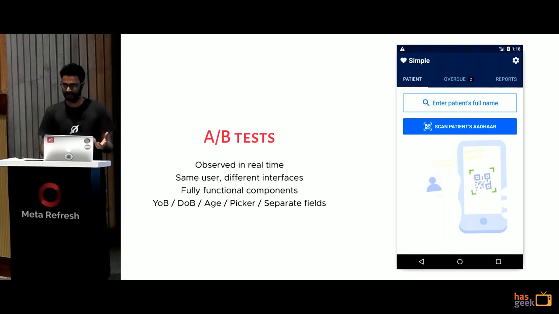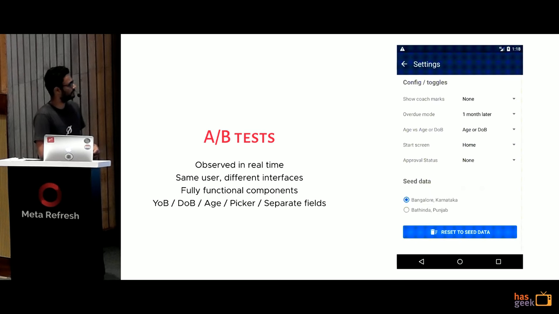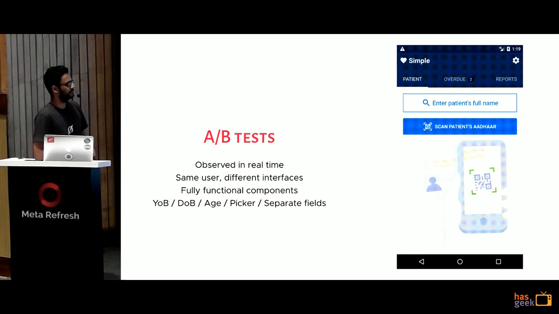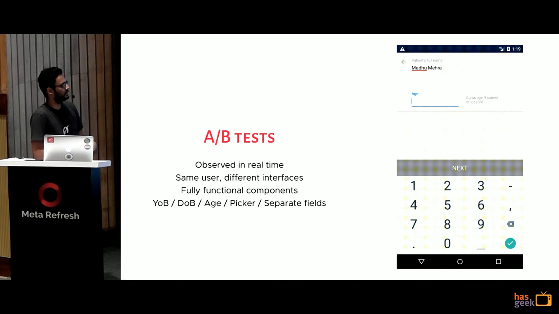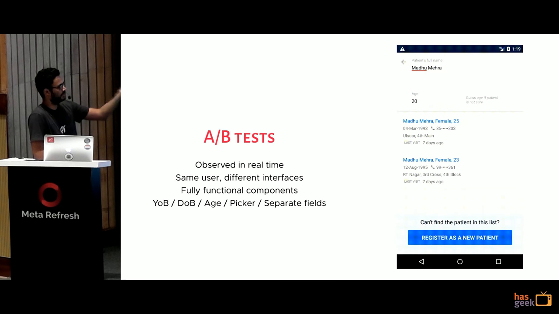And then, of course, there are A/B tests, except these are observed in real time. Here's an example. What I can change is age versus DOB. And then you see that the age filter is a single thing. I just say I want Madhumera, age 20, and then two results show up.